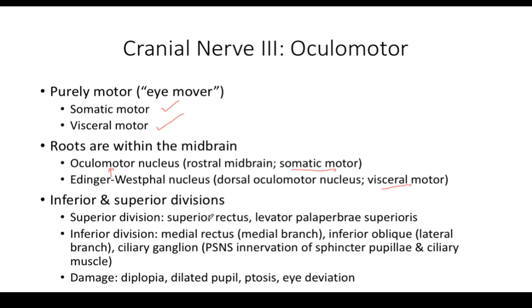The superior division innervates what's called the superior rectus muscle and the levator palpebrae superioris muscle. That's a muscle that helps deal with movements of the eyelid, the upper part of the eyelid to be specific. The inferior division has various branches. There's a medial branch that innervates the medial rectus muscle, a lateral branch that innervates the inferior oblique muscle, and then there's branches that meet with what's called the ciliary ganglion.